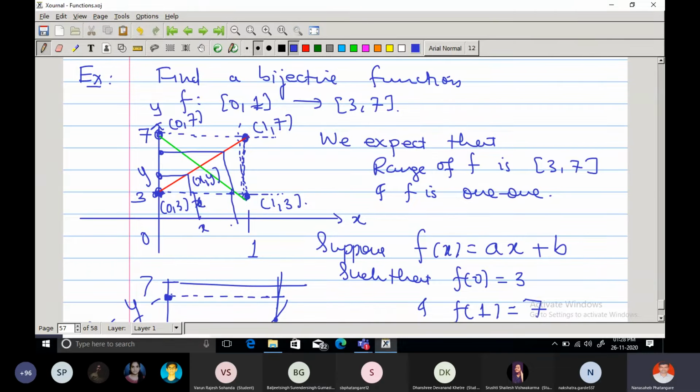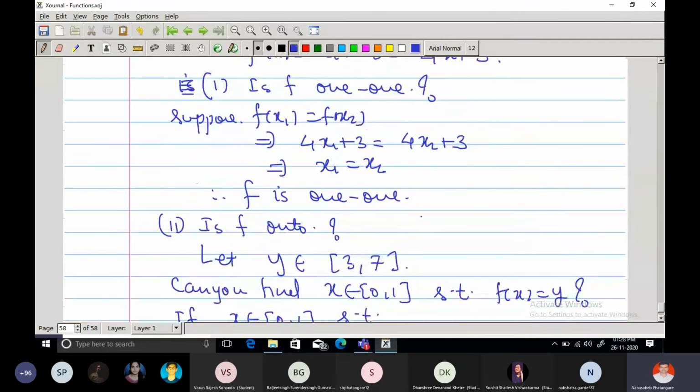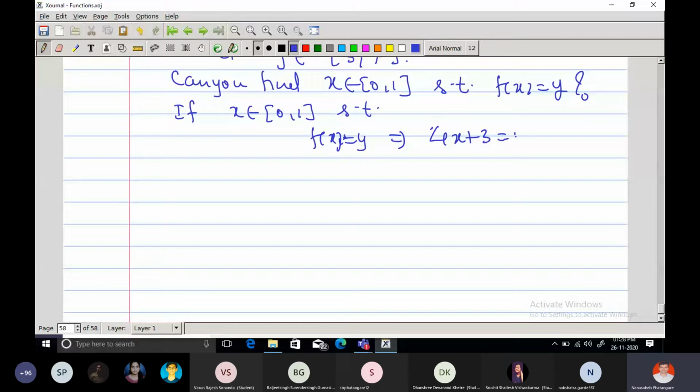So in this way, for every y in the codomain, can you produce x? So if x in [0, 1] such that f of x is equal to y, that means what is f of x? 4x plus 3. That means 4x plus 3 is y. That means what is x? y minus 3 by 4. Right, y minus 3 by 4. And is it possible to produce it? Does such x exist in [0, 1]?